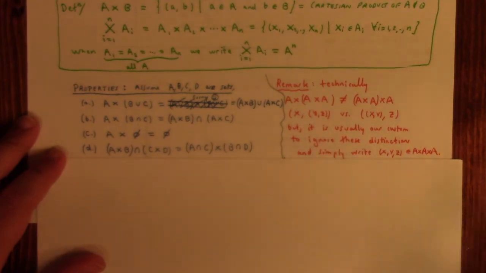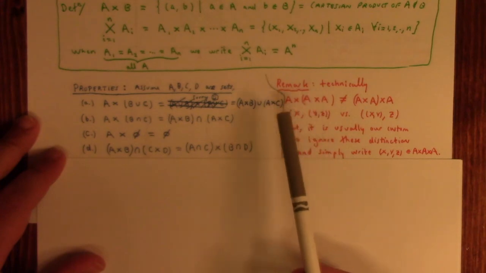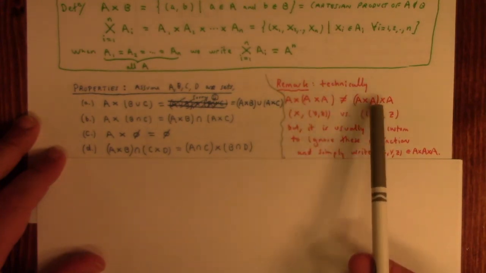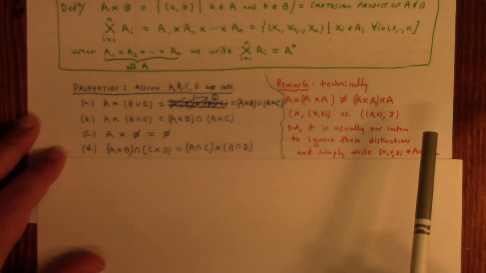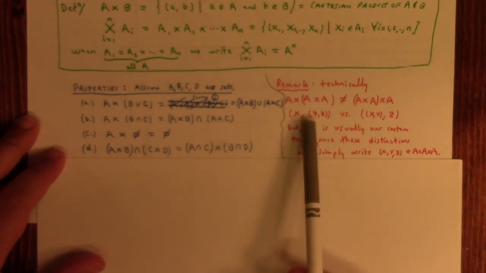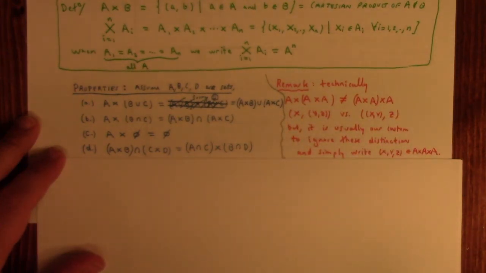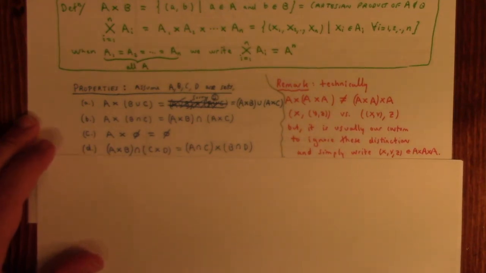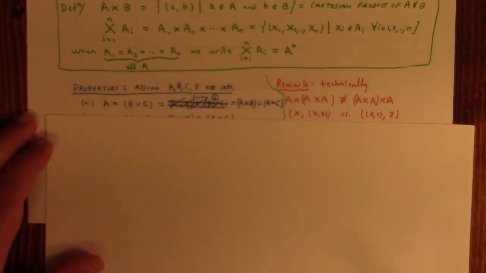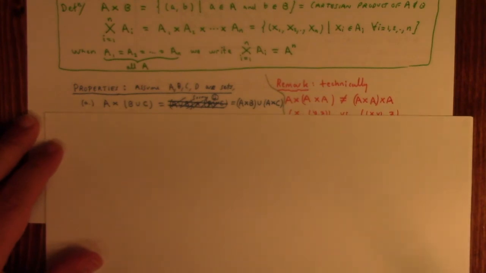To be more fussy, we're making use of a one-to-one correspondence between this set and that set, which is easy enough to write down. The one-to-one correspondence is just that this corresponds to that. But we'll talk more about one-to-one correspondence in, I think, lecture 3. So let me get back on track here. These are some properties of the Cartesian product.